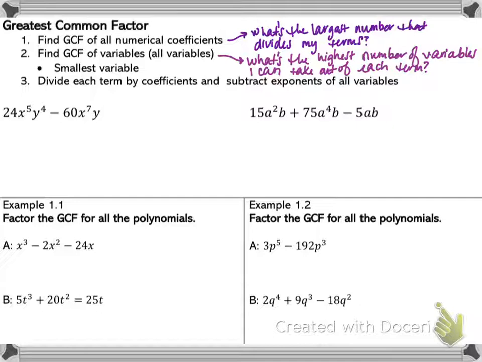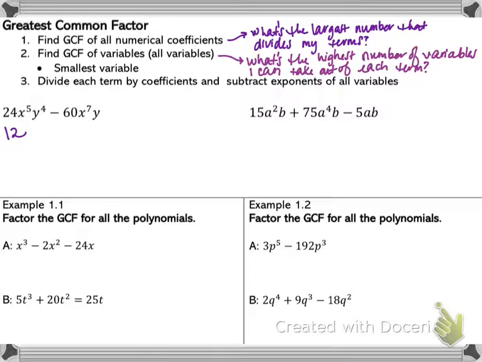I have 24 and 60. The highest number that I can divide out of this is going to be 12, okay, because 24 divided by 12 is 2, and 60 divided by 12 is going to give me 5. Then I look at my variables, and I'm going to look at each one independently. So I'm going to focus on my x's first. So in the first portion, I have x to the 5th, and in the second portion, I have x to the 7th. And so my smallest of those two would be x to the 5th.